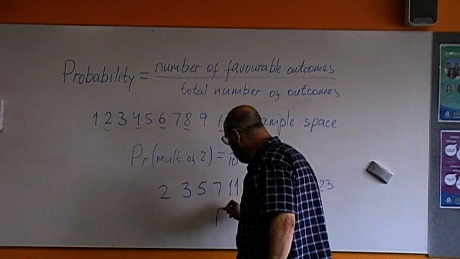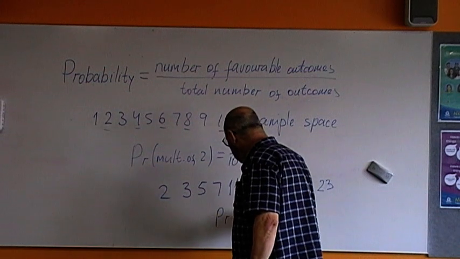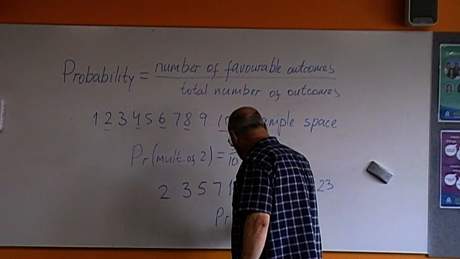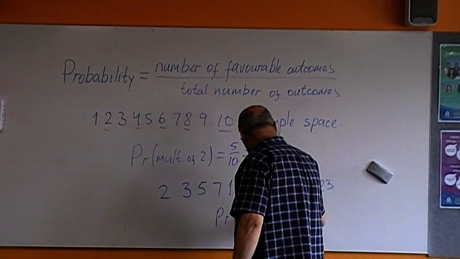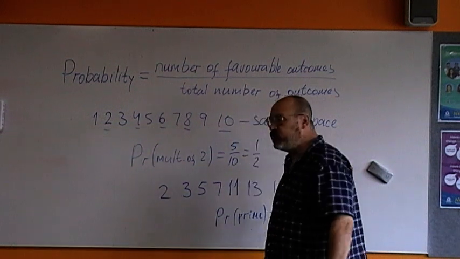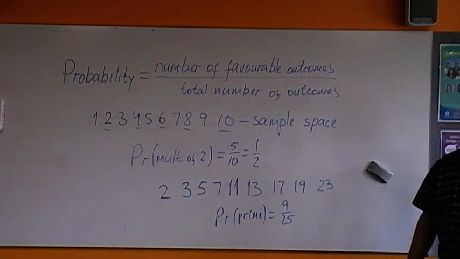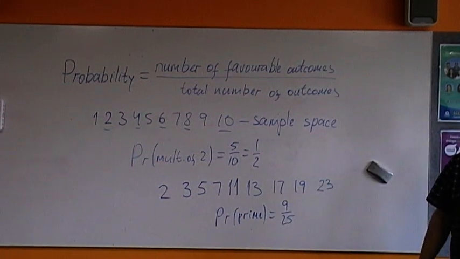So the probability of prime equals 9 out of 25. Can we simplify it? No. So the final answer is 9 out of 25.